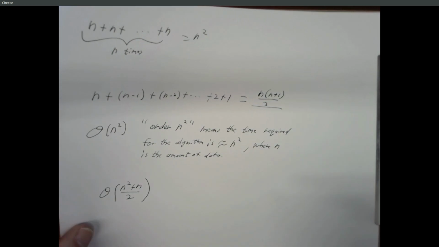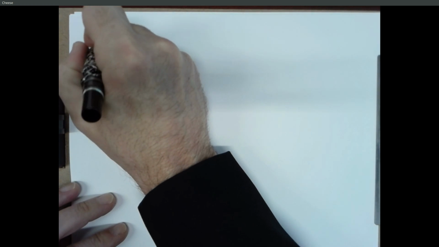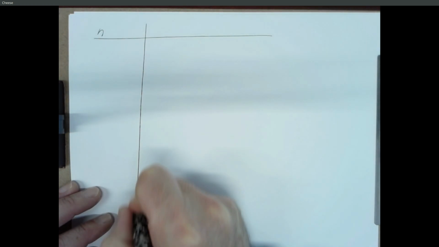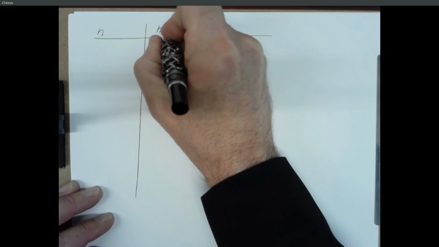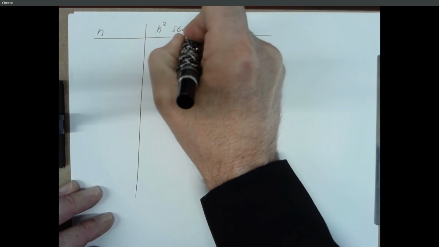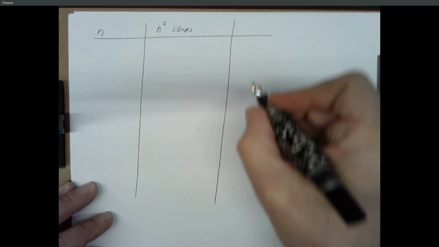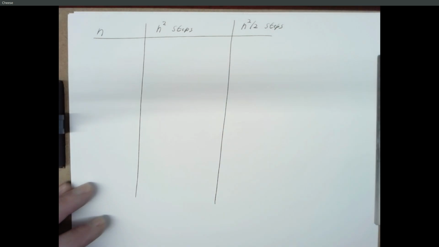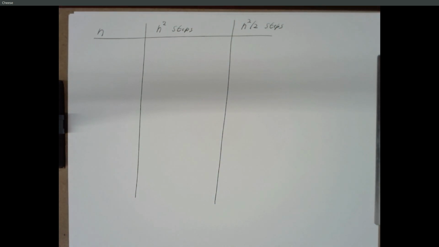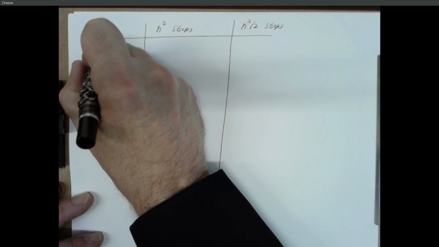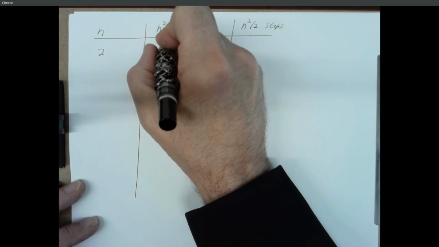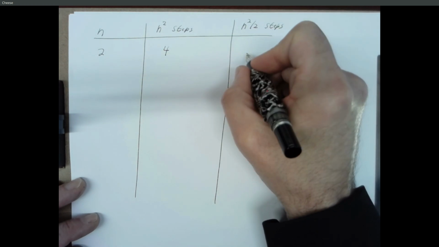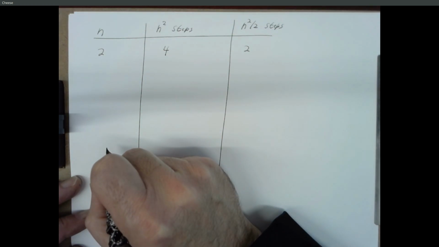So let me show you what this order of complexity actually means. So suppose we have n pieces of data, and suppose we have our naive bubble sort, which takes n squared steps. And then we have our improved bubble sort, which let's just say takes n squared over 2 steps. We'll forget about that plus n for a moment. Okay, if n is equal to 2, this first bubble sort is going to take 4 steps. The fancy one's only going to take 2 steps, half as many.